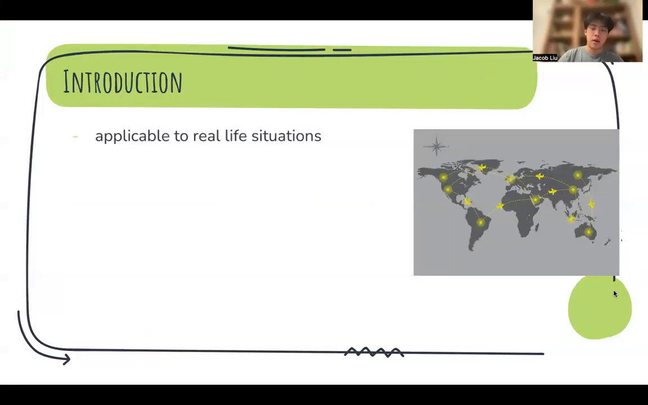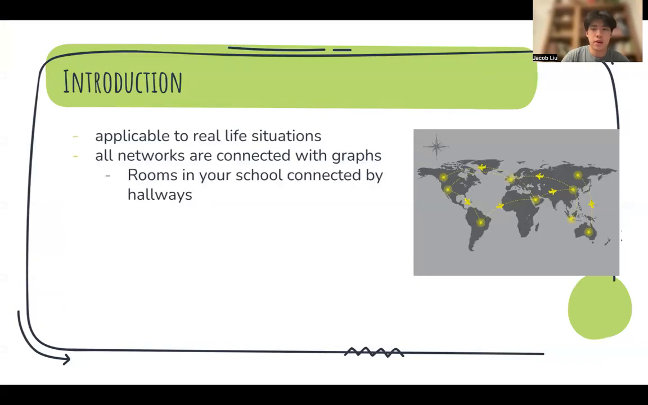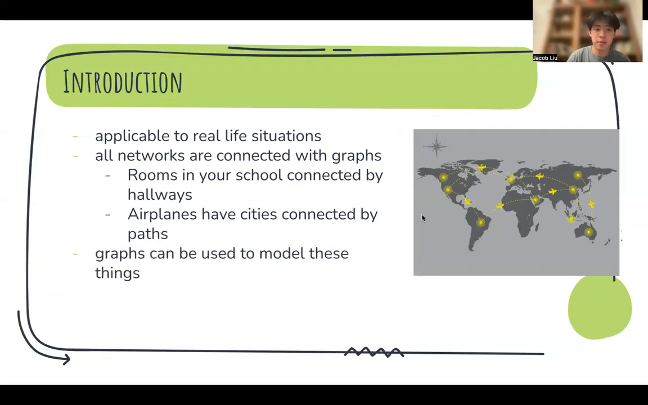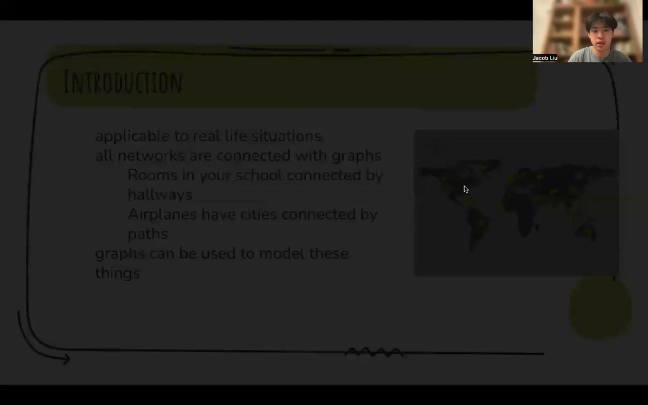So, first of all, why do we learn about graph theory in ACSL? Graph theory is really interesting because it can be applied to almost everything in everyday life. Every network, like your computer network or your Wi-Fi network, is connected with graphs. If the rooms in your school or in your house are all connected by hallways, that's like a graph. Airplanes, right? They have cities that are connected by paths for airplanes to fly. Graphs can be used to model all of these things.